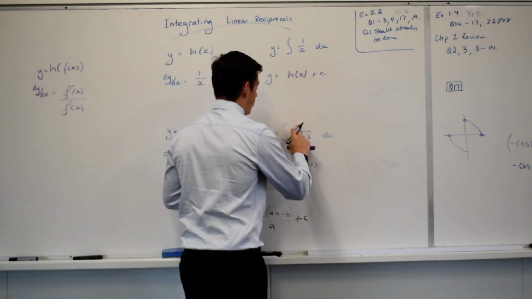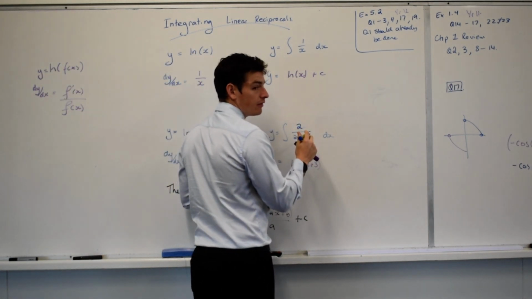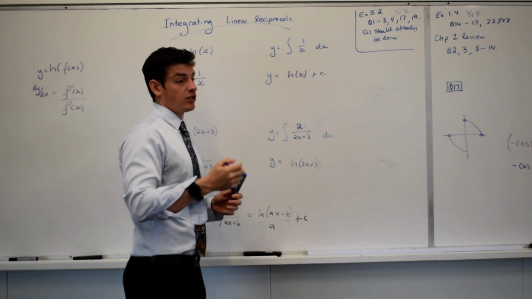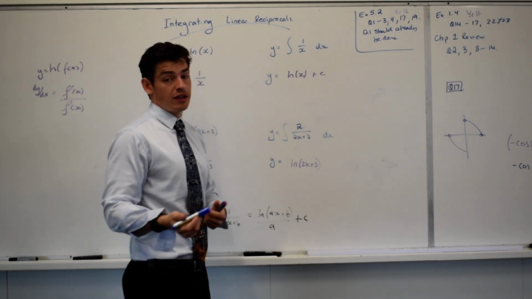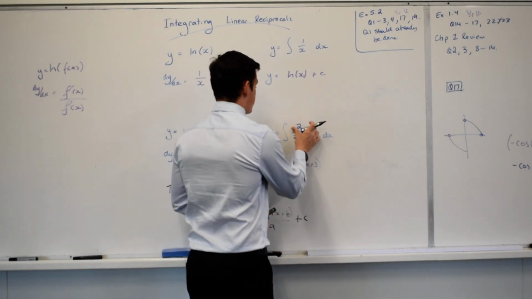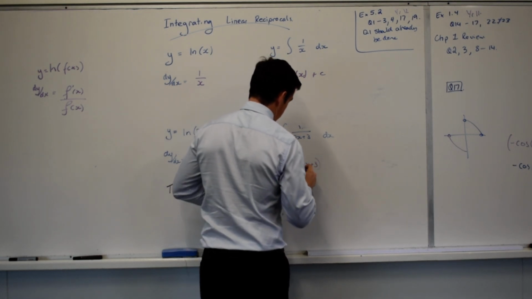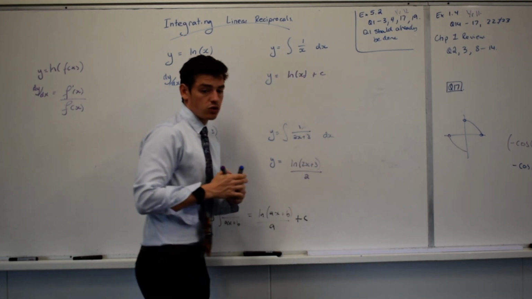How much bigger is that? Not 1 bigger, 2x plus 3 is twice as big, correct? There's 2 times as much. So if I turn this into a 1, what do I need to do to my answer? It's divided by 2.